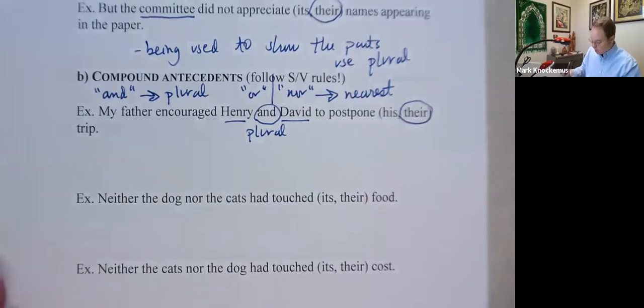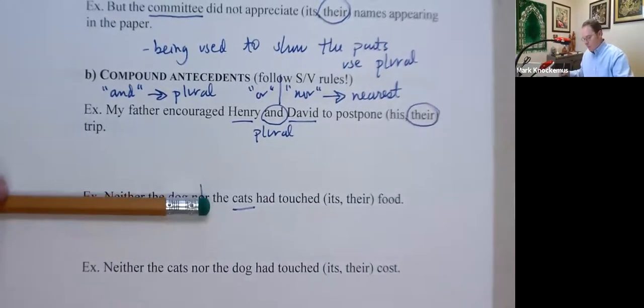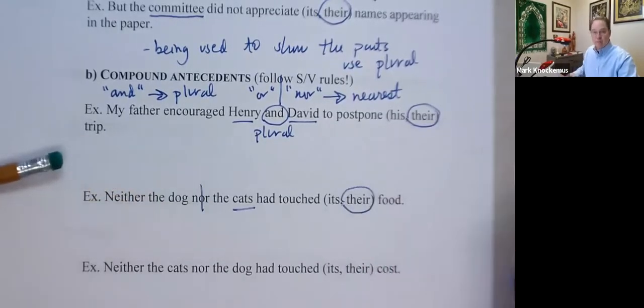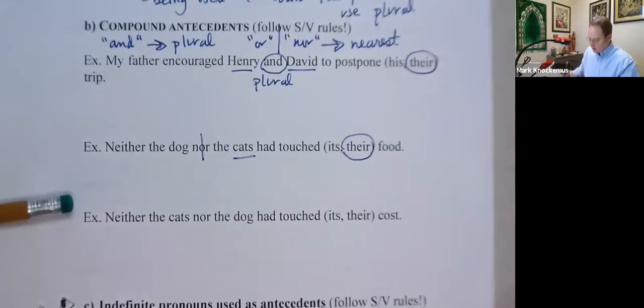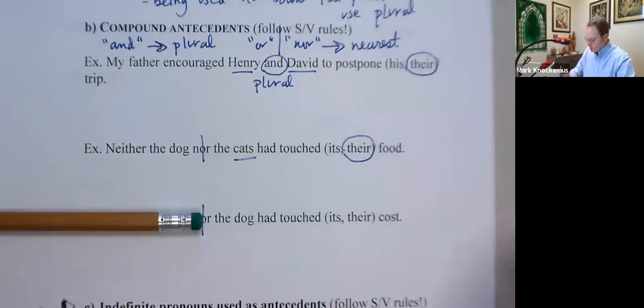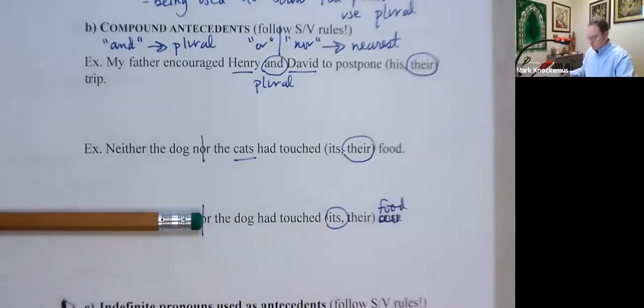Neither the dog nor the cats had touched their food. Remember this trick? Let's take the same sentence, Mr. K, flip it. Neither the cats nor the dog had touched its food. Whoop, its cost. It should say its food.